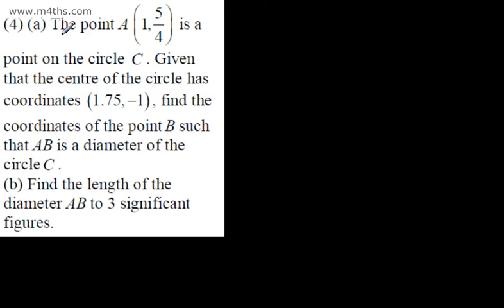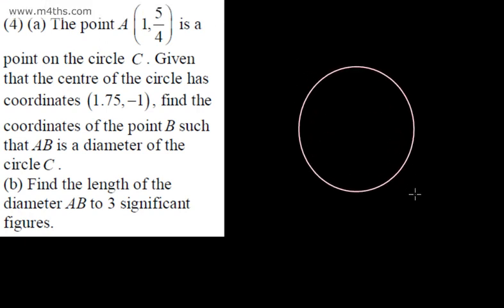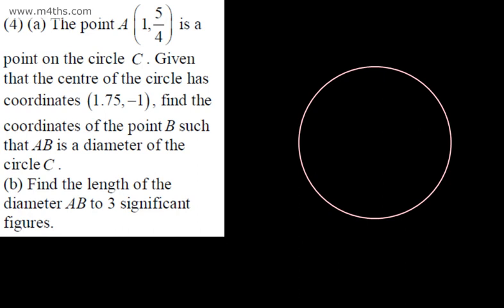Okay, question 4. In part A it says the point 1, 5 over 4 is a point on the circle C. Given that the centre of a circle has coordinates 1.75, negative 1, find the coordinates of the point B such that AB is a diameter of the circle. So lots of words here, but a nice little sketch will show us that we're just working this problem backwards. So let's go ahead and put this one on.